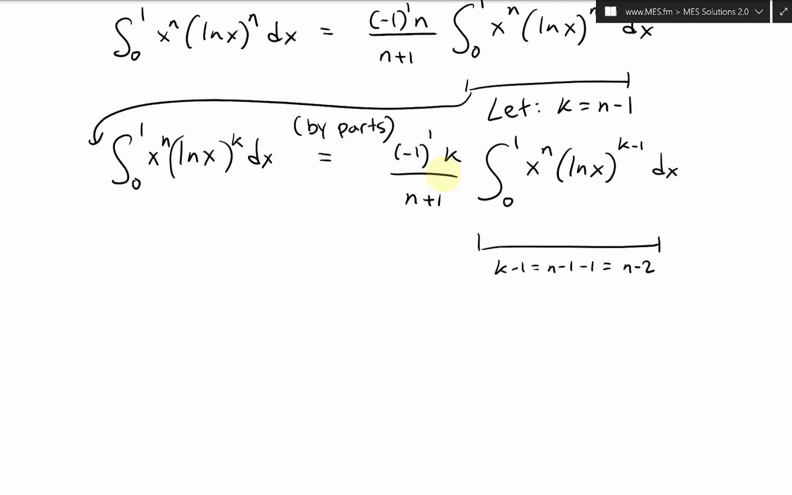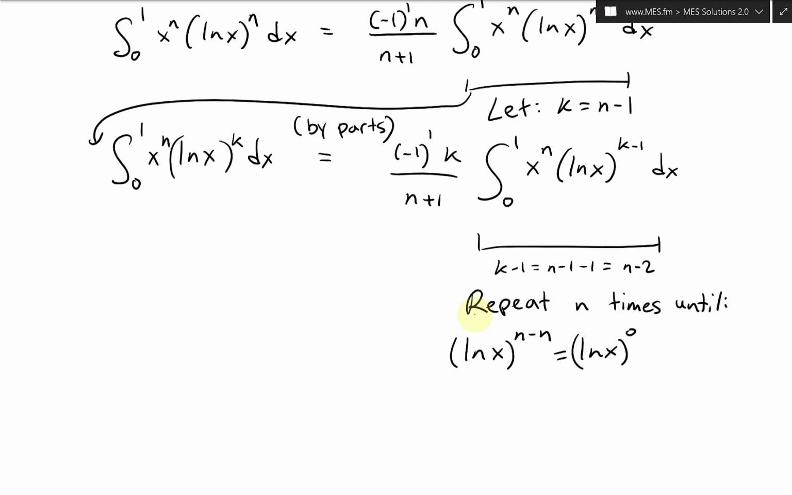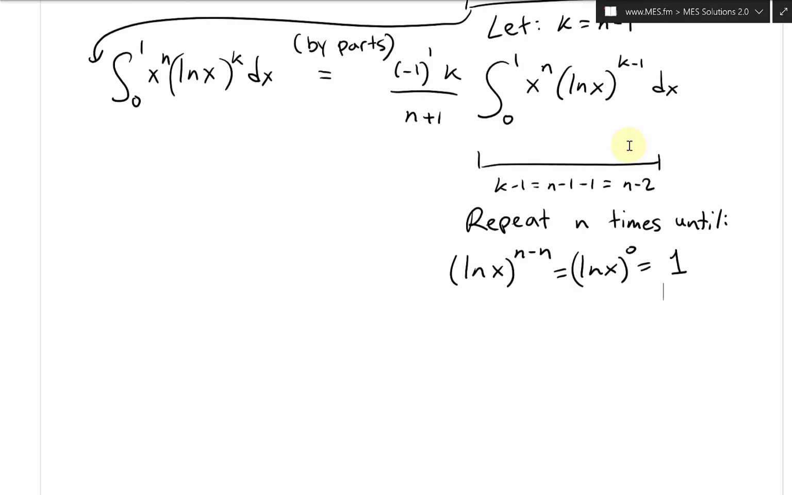And we could repeat this whole integral by parts, or instead just write this, repeat n times total, all the way until we get a scenario where we have (ln x)^(n-n), which equals (ln x)^0, which again, anything to the power of 0 is just equal to 1. So then we don't need to do by parts anymore. So when this is n minus n.